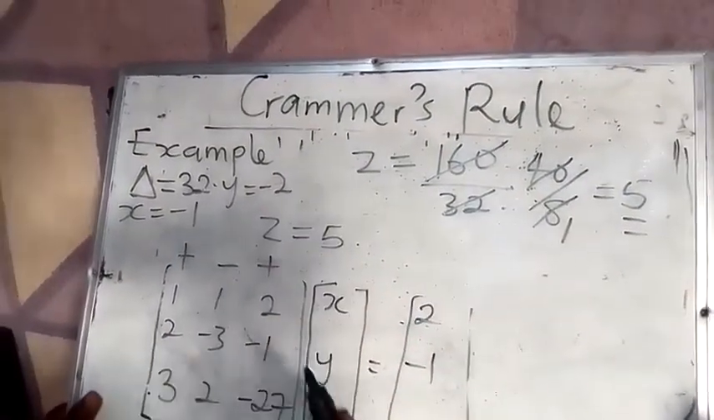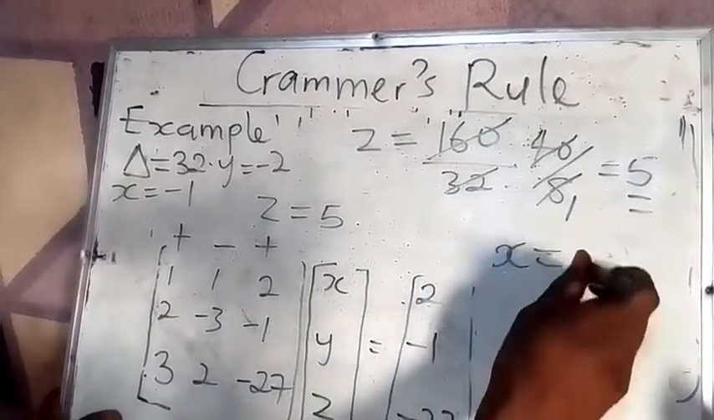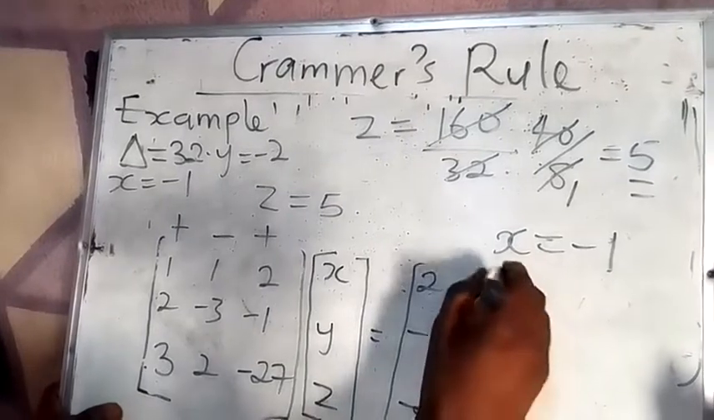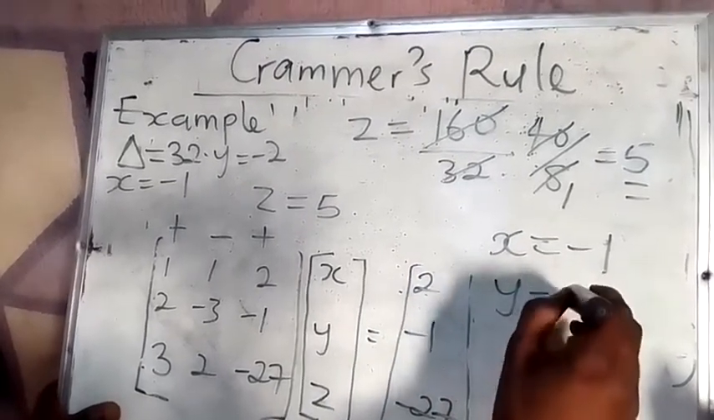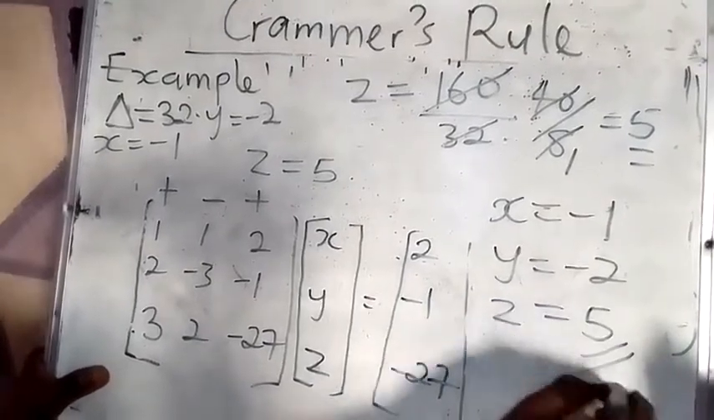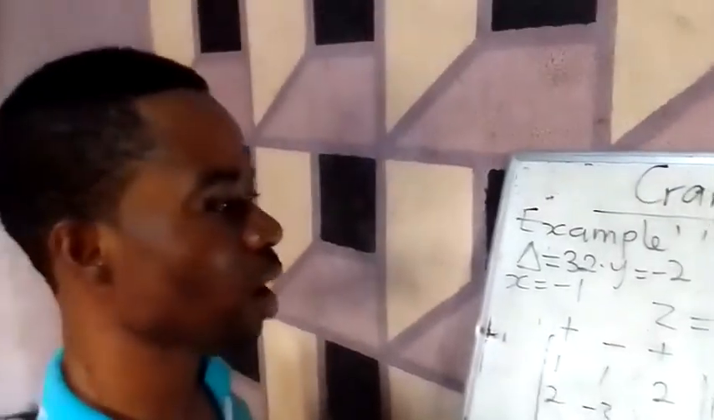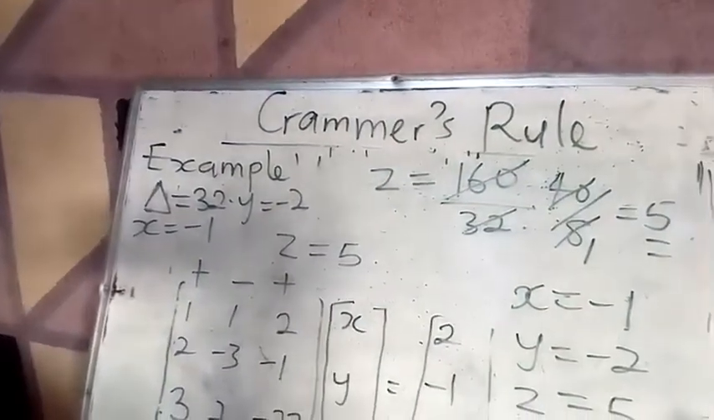So to crown it up, our x is minus 1. Our y is minus 2. Our z is 5. So that is Cramer's rule for finding the 3 unknown values x, y, and z. I believe it is clear to us.